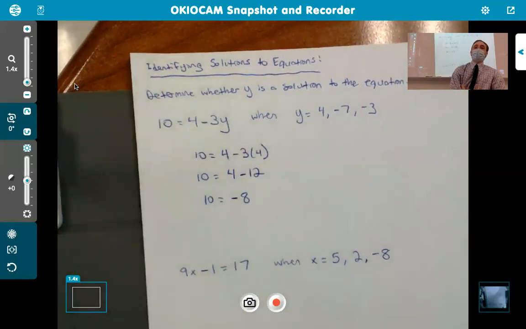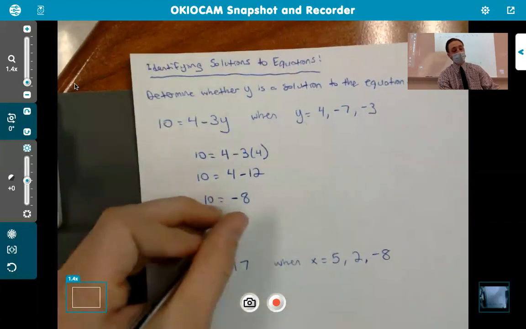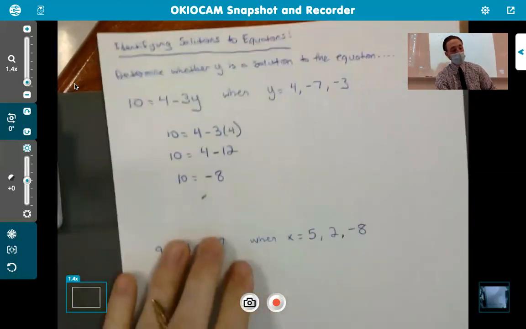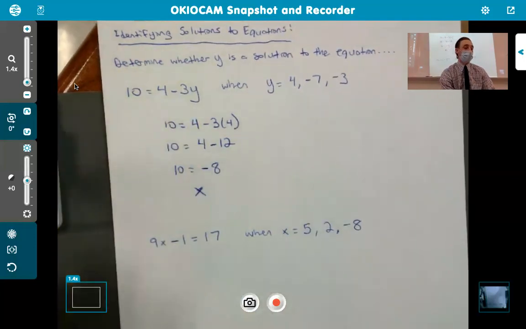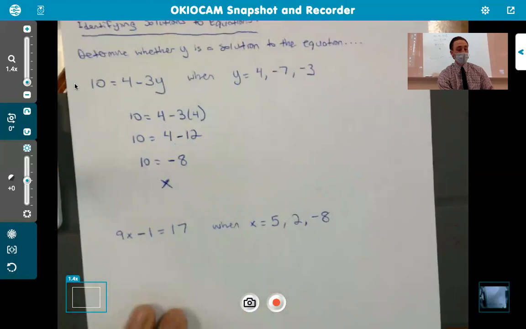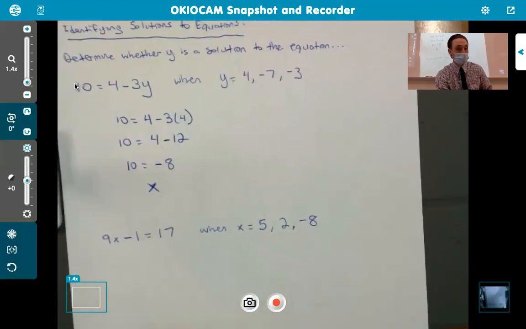Well, if you have 10 of something, is it the same thing as having negative 8 of something? No. I don't have the same thing on either side of my equal sign. So y equals 4 is not a solution. I'm just going to put an X there so I know it didn't work out. Now I'm going to transition to the next one.